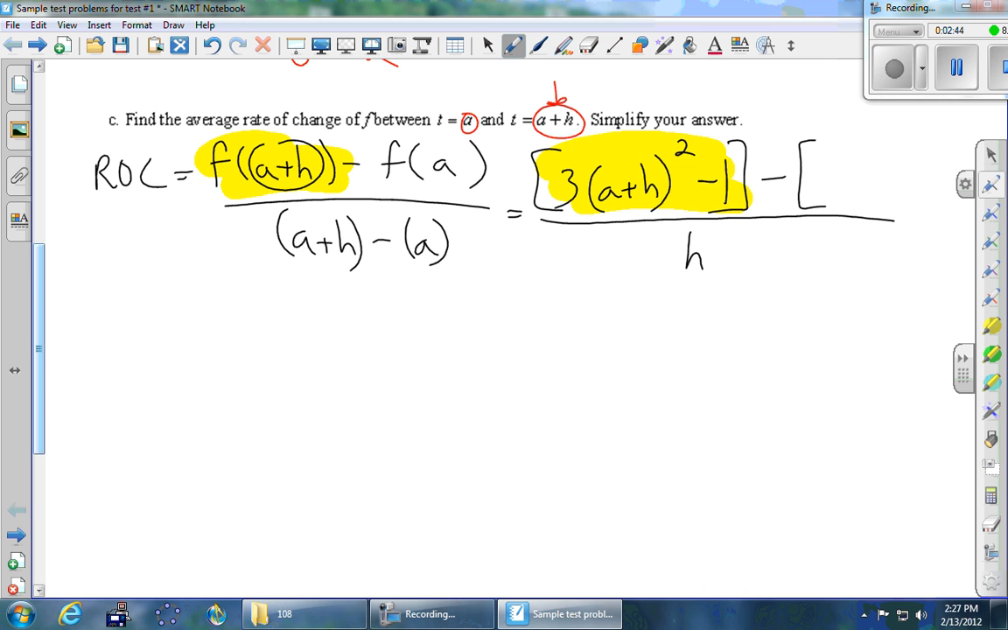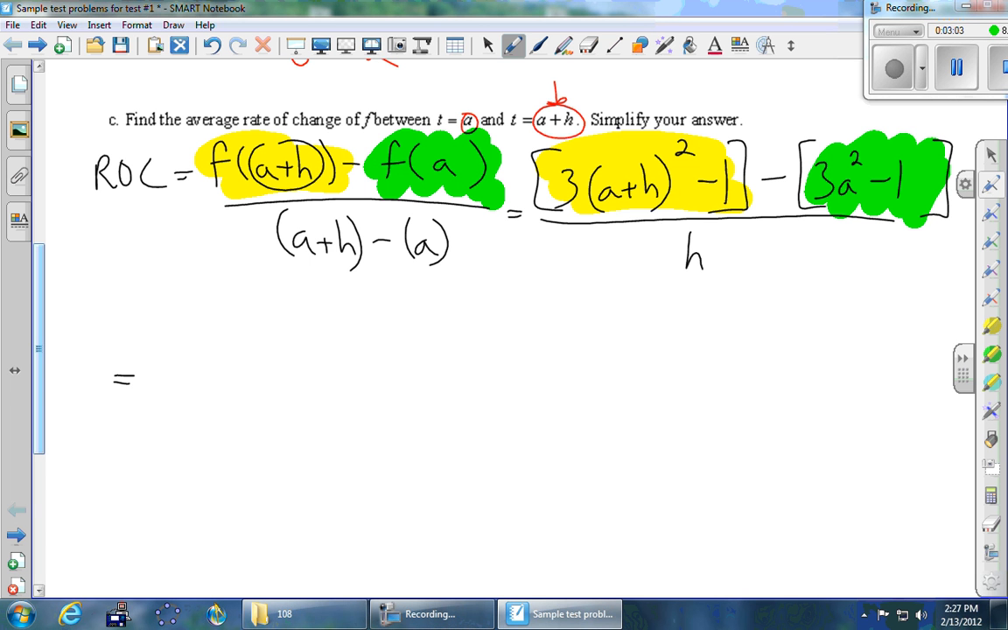Subtract. Now we need to subtract f of a. This one's easier. F of a is just the original formula with a plugged in. So whatever's in the parentheses gets squared. You multiply it by 3. You subtract 1.